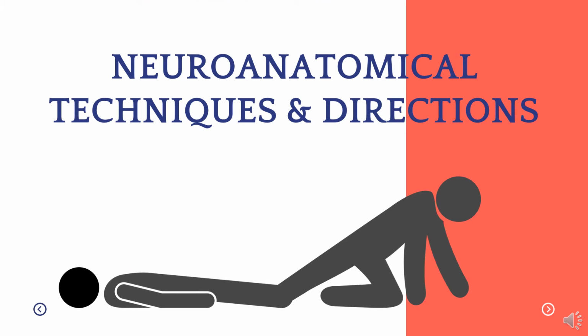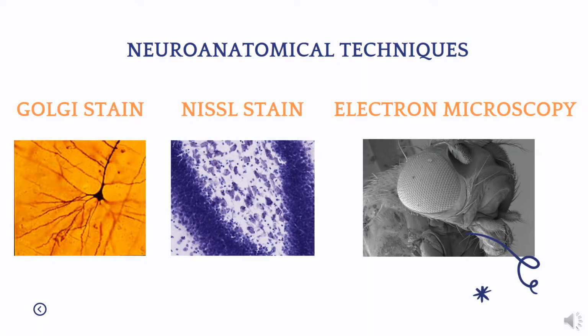Neuroanatomical techniques and directions. This is the part of the lessons where we are going to tackle how cells became visible to our eyes. First is the Golgi stain, invented by Camillo Golgi, which exposed a block of neural tissue to potassium dichromate and silver nitrate. The only problem with Golgi staining is that it only stains, it doesn't really show us proper details of the neuron.